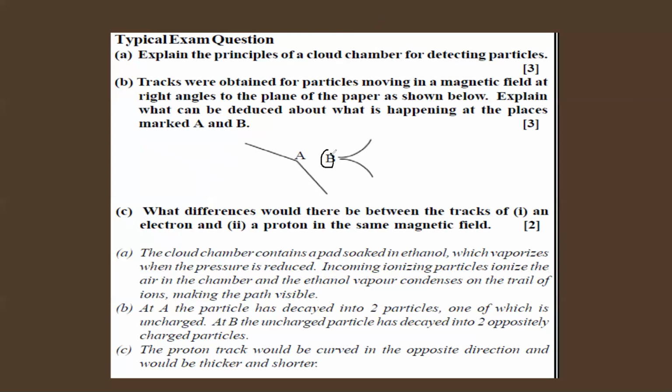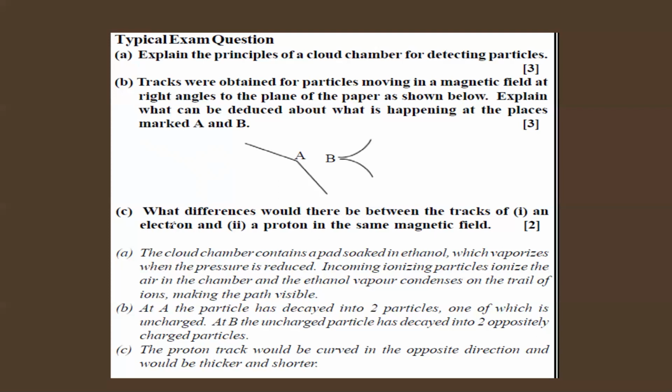What about B? For B, we did not see the original track, and suddenly we see two particles in opposite directions. So if two particles are in opposite directions, what does that give an idea of? This shows that B decayed into oppositely charged particles, which have momentums. Now you can see what difference there would be.